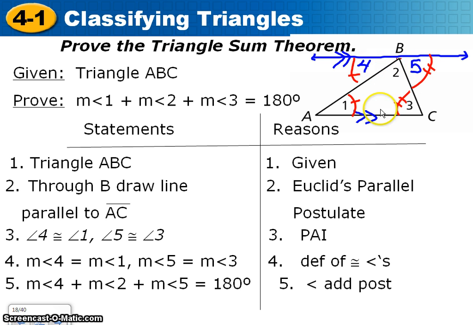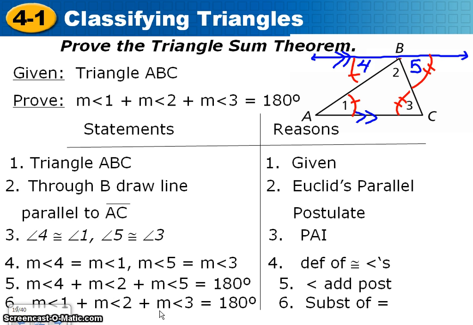And once I have that, if I substitute the measure of 4 in the place of 1, and substitute the measure of 5 for the measure of angle 3, I can take my statement in 5 and rewrite it to state that the measures of those three angles add up to 180 degrees. And there's the proof of the triangle sum theorem.